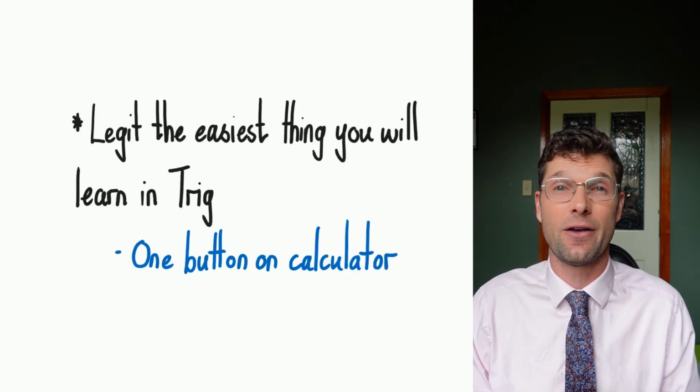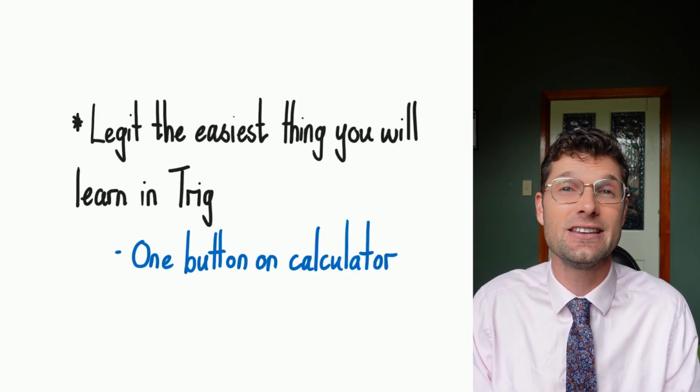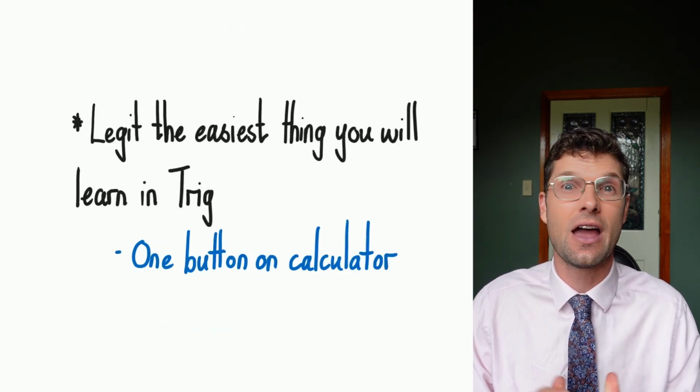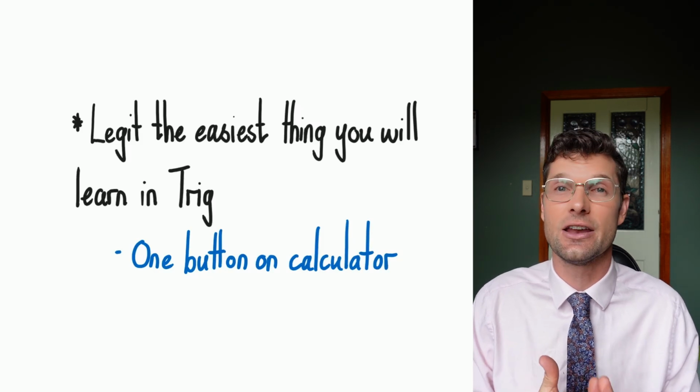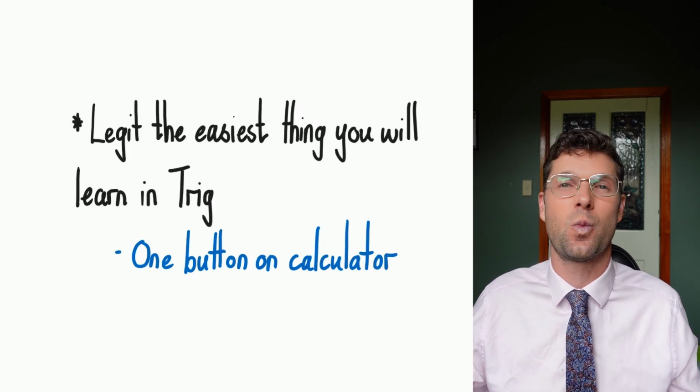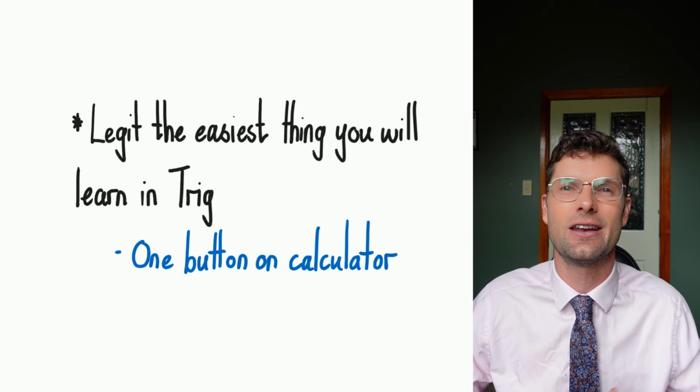So the only takeaway from today's lesson is that this is the easiest thing you're going to learn in trigonometry. As long as you can label the sides and use the right ratio, it's just one button on the calculator in order to get full marks.